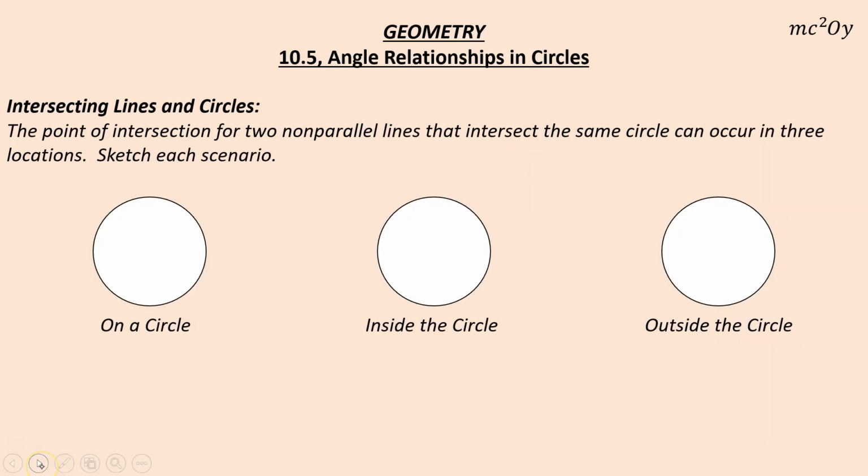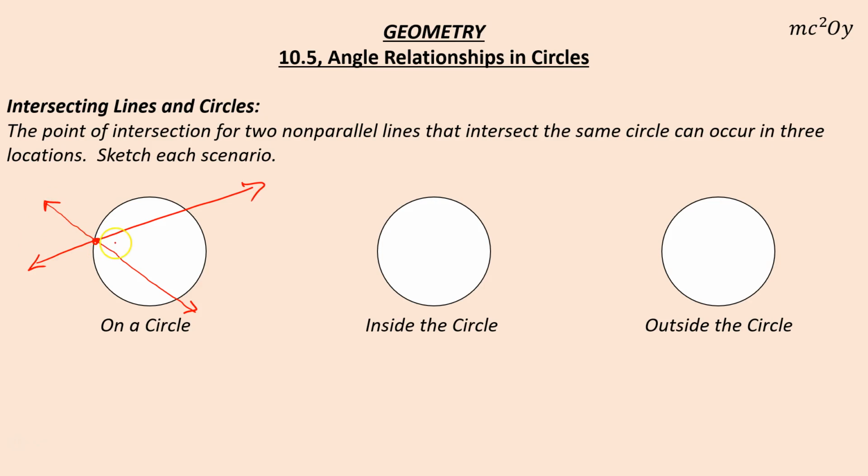Okay. Let's talk about some intersecting lines. The point of intersection for two non-parallel lines that intersect the same circle, and each other for that matter, can occur in three locations. So we sketch each scenario. I want to draw a picture of where these three different locations would intersect. First, my lines could actually intersect on the circle. So I have two non-parallel lines that intersect, and they can intersect on the circle.